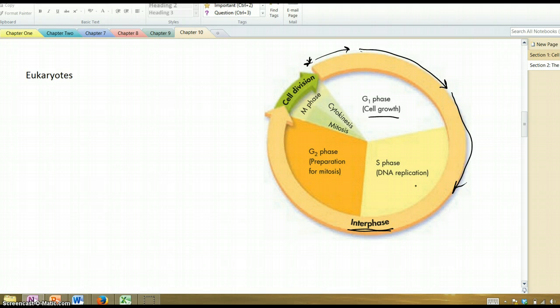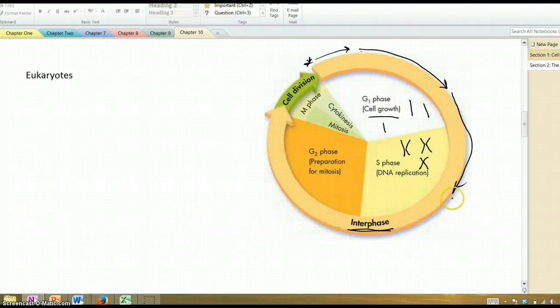Okay? So after G1, you have the S phase, and that's when we replicate the DNA. We make copies of each chromosome. So during the G1 phase, each chromosome would just be one linear strand. But after the S phase, after we duplicate them, each of those chromosomes will consist of two strands, or two chromatids, and will be duplicated chromosomes.